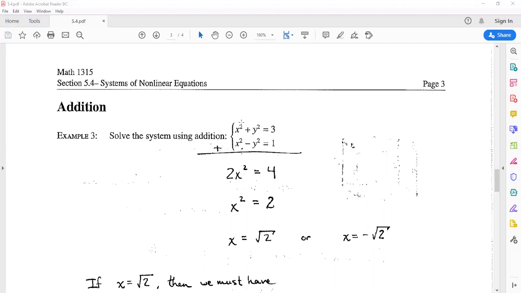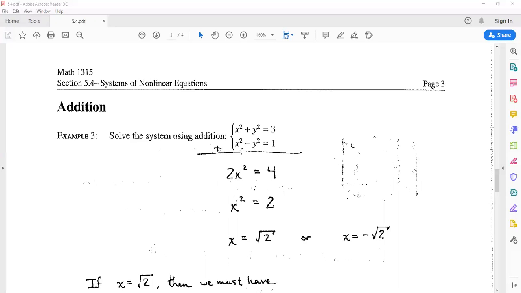And so this abides by the same kind of guiding principle that if I have a solution pair to both of these equations here, then it will remain a pair when I add the two equations together. But cleverly enough, when I add the two equations together, I get an equation that just has x's in it. So I get 2x squared equals 4. And so now I can isolate and solve for what those x values need to be.